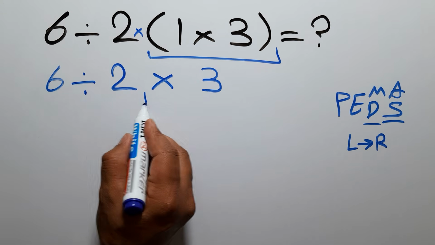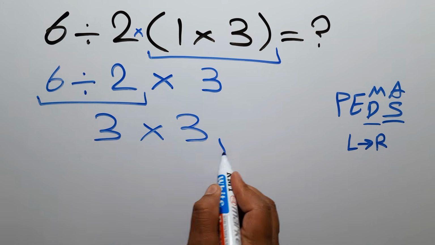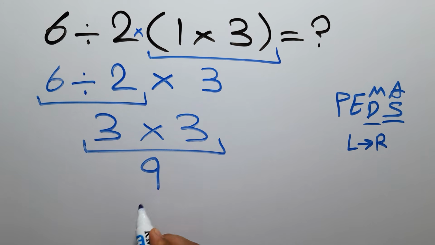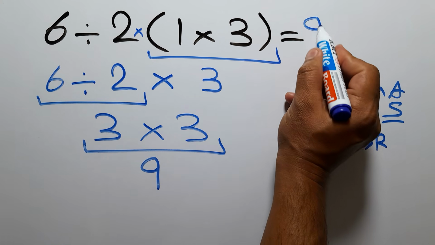6 divided by 2 is just 3. So we have 3 times 3, which equals 9. And this is our final answer to this problem. The correct answer is 9.